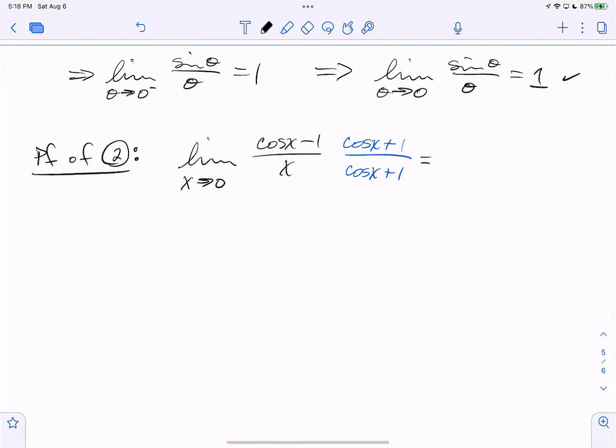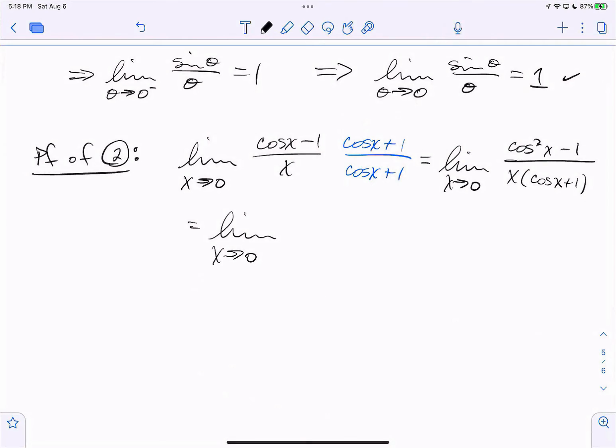Our result is the limit as x approaches 0 of (cosine squared of x minus 1) divided by x times (cosine of x plus 1). Now that numerator is the negative of the sine squared of x. The denominator, nothing special: x times the quantity cosine of x plus 1. But I can take the negative and pull it out front. We have a limit law that says we can do that.